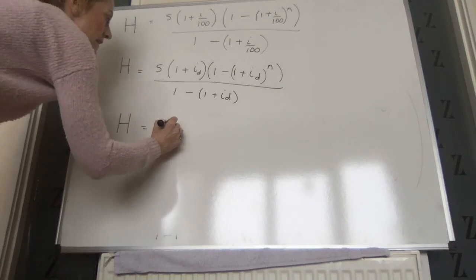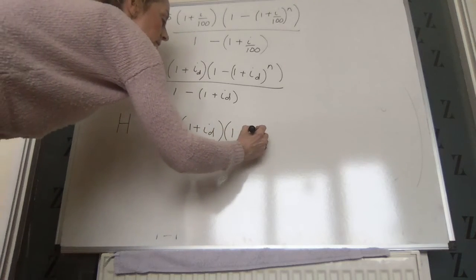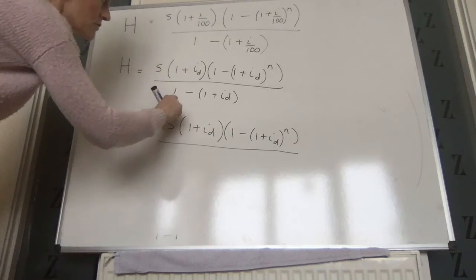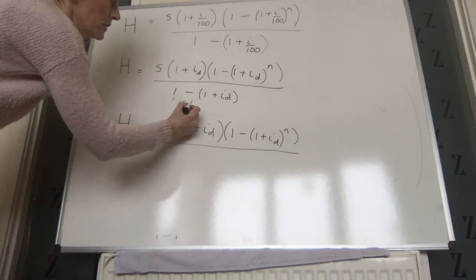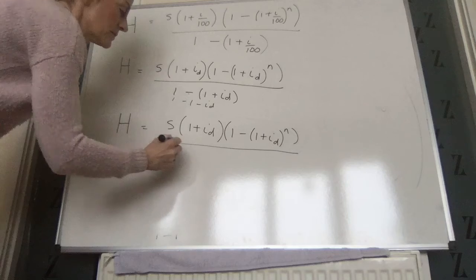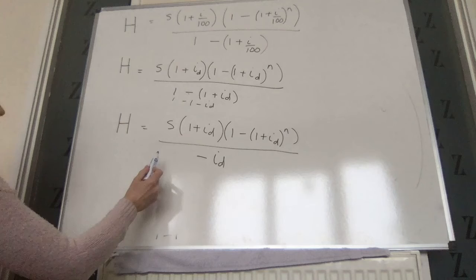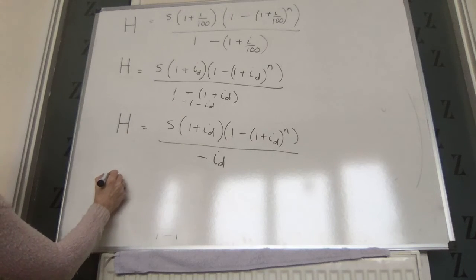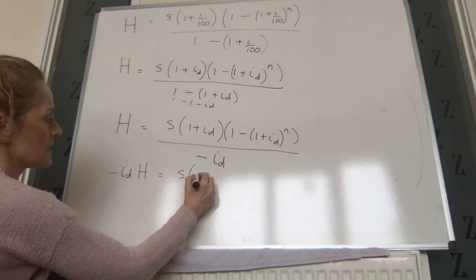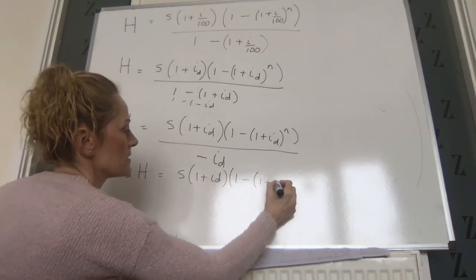H is equal to s times 1 plus I as a decimal times 1 minus 1 plus I as a decimal to the power of n over, now that just becomes 1 minus 1 minus the interest rate as a decimal. So that 1 take away 1 is 0, so we have minus the interest rate as a decimal. Multiplying across, we get minus the interest rate as a decimal times h is equal to s times 1 plus the interest rate as a decimal times 1 minus 1 plus the interest rate as a decimal.